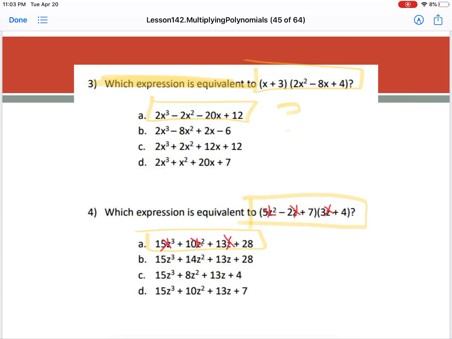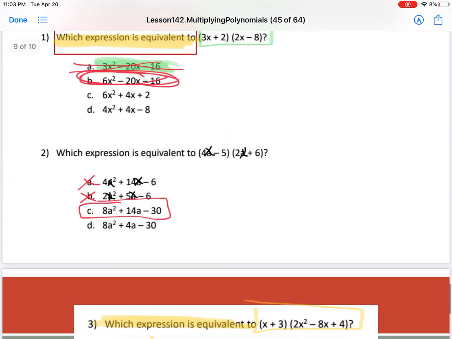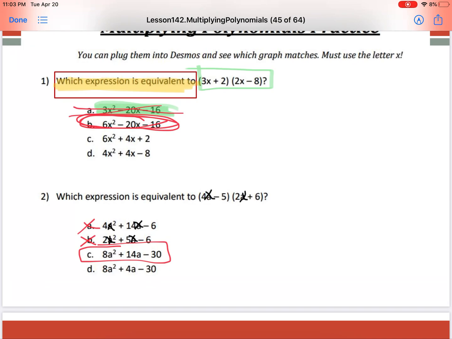Okay, so multiplying polynomials are very easy. You just double distribute, or if you have answer choices with the which expression is equivalent to, you can just type it in and see which one matches.